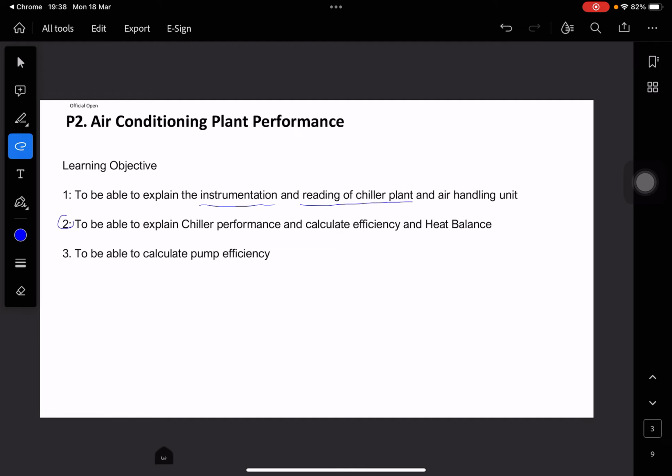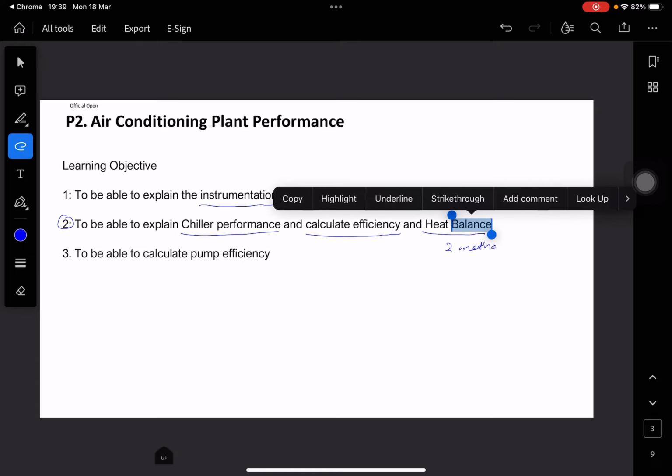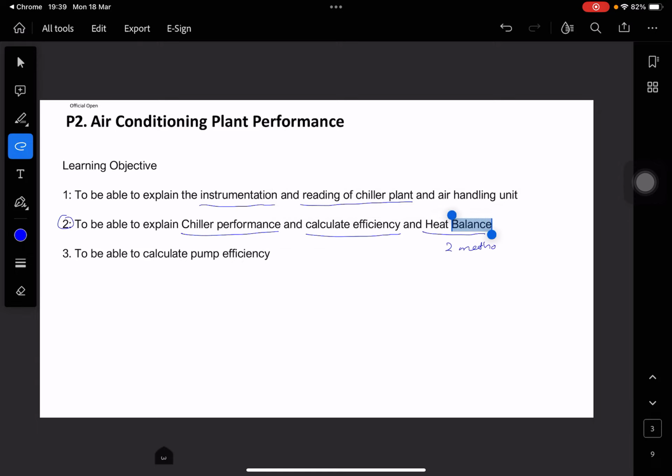The second is to be able to explain the chiller plant performance, where you calculate the heat, the efficiency, and the heat balance. There will be two methods that will be shown, and we'll show you a little bit later about the two methods. And the third one is that you're able to calculate the pump efficiency.